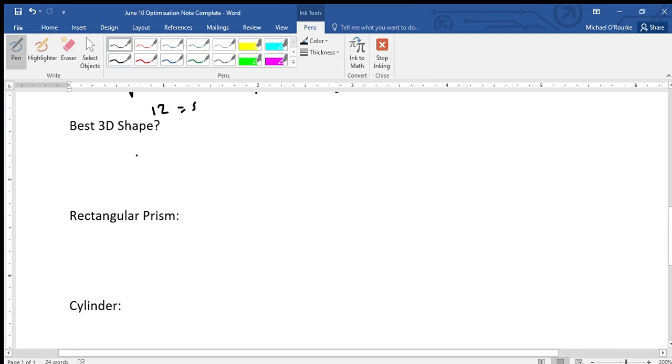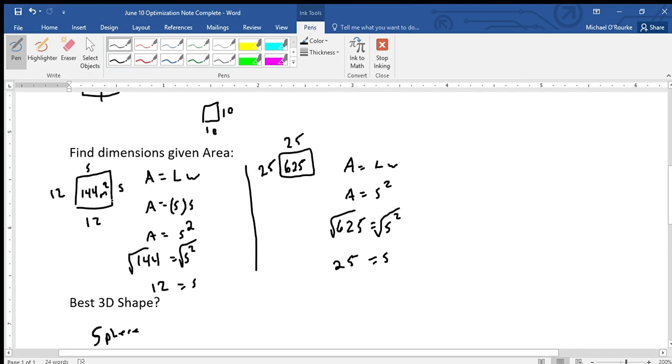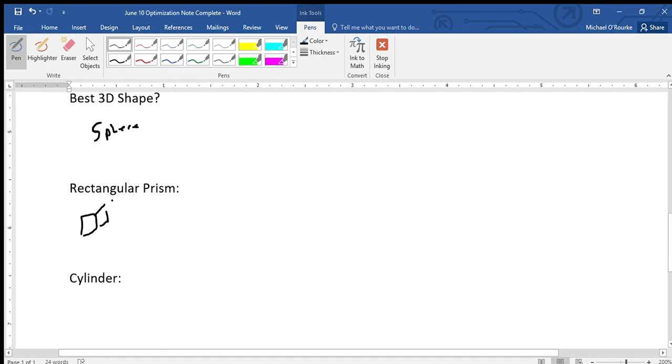Now for a 3-dimensional shape, our best shape here is a sphere. Our best shape is a sphere. Okay. So another shape we usually work with is a rectangular prism. And the question would be, what type of rectangular prism is it? What dimensions would it be? Well, if you look back and said, okay, our dimensions for here was a square, the square of a rectangular prism would be a square prism.